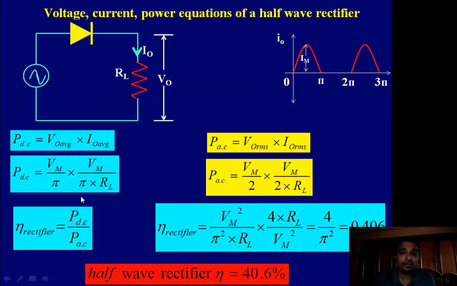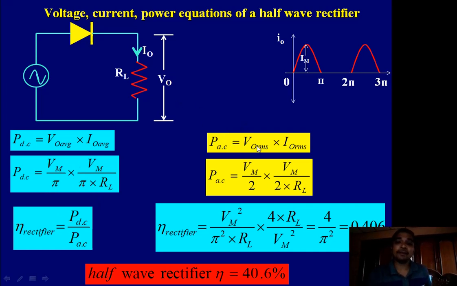Now we discuss rectification efficiency. What is the rectifier output? I should get DC, but it is getting AC also. So how much DC do I get in the output side out of the total signal? First of all, I calculate the DC power: V naught average into I naught average, meaning DC voltage into DC current. If you substitute the values we have just derived, you will get Vm square divided by pi square into RL.